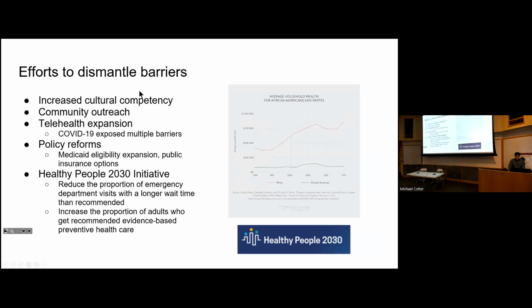And lastly, I'd like to just quickly discuss the Healthy People 2030 initiative. It's a comprehensive and ambitious effort in the US to set national health objectives and improve the well-being of individuals and communities by the year 2030. It's a continuation of their initiative that started in 1979 and includes objectives like reducing the proportion of emergency department visits and increasing the proportion of adults who get recommended evidence-based preventive healthcare. Thank you.